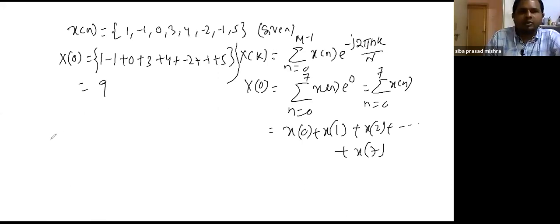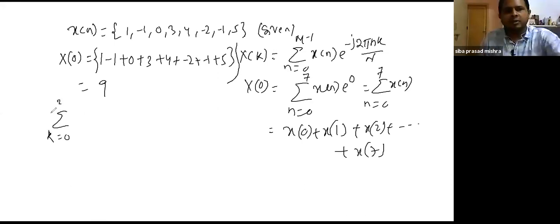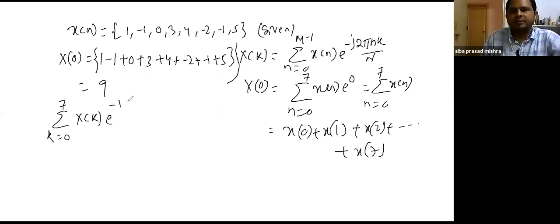Okay, now what is the value of this? Summation of k 0 to 7, x of k e to the power minus j 2 pi n. It is 5 divided by 8. What is this value?